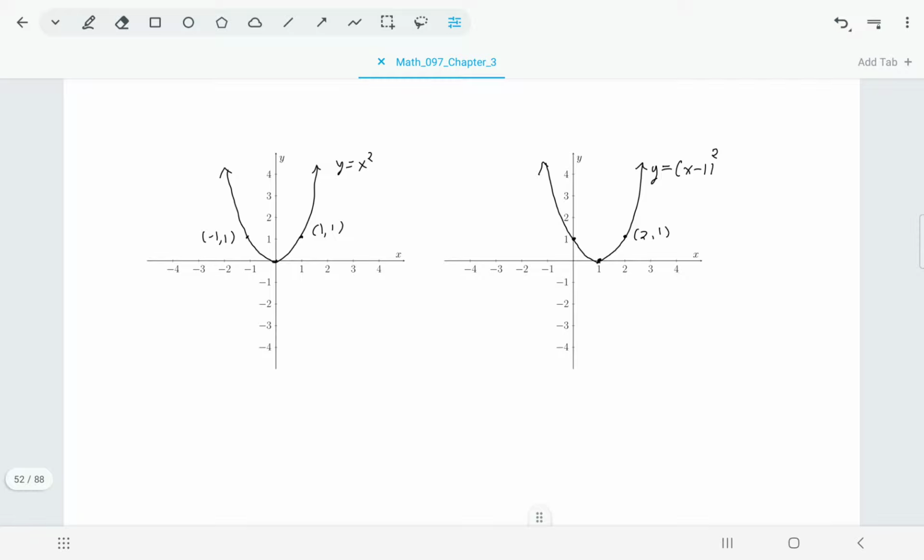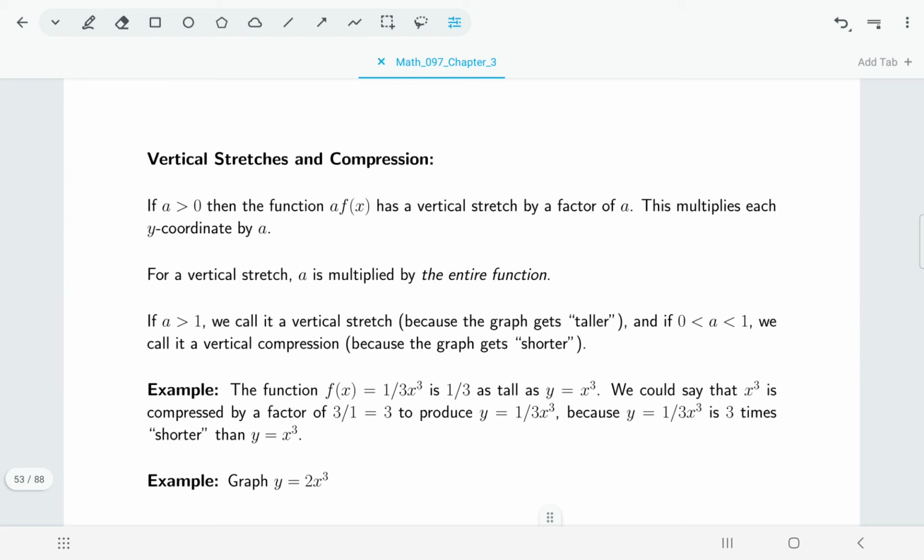Okay, so we've talked about shifts up and down. We've talked about shifts left and right. The next thing to talk about is stretches. So first we're going to look at vertical stretches, and then we'll look at horizontal stretches afterwards.